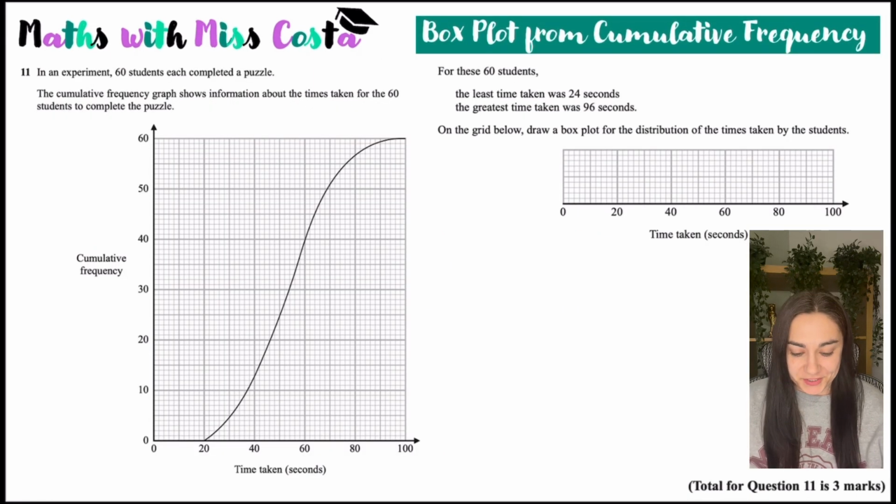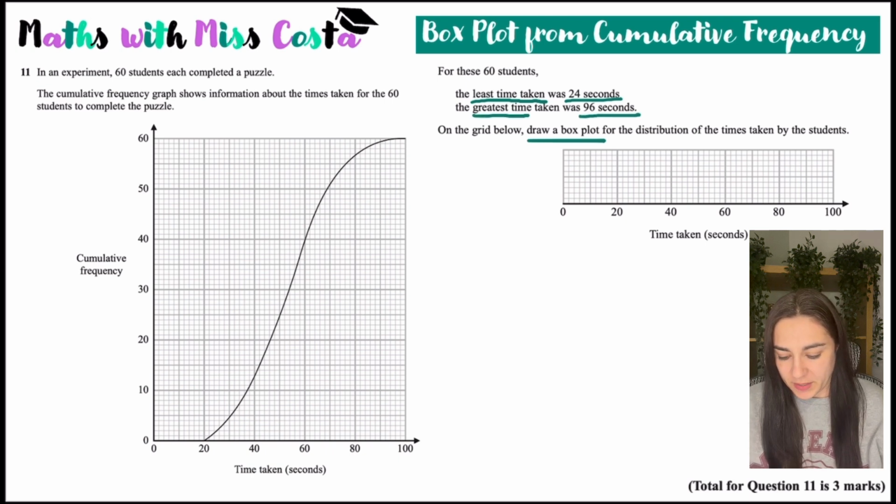Okay, so in this question, I have been given a cumulative frequency graph, and I'm being asked to draw a box plot for the distribution of the times taken by the students. So I need to look at what information I've been given. I've been told that the least time taken was 24 seconds and the greatest time taken was 96 seconds.